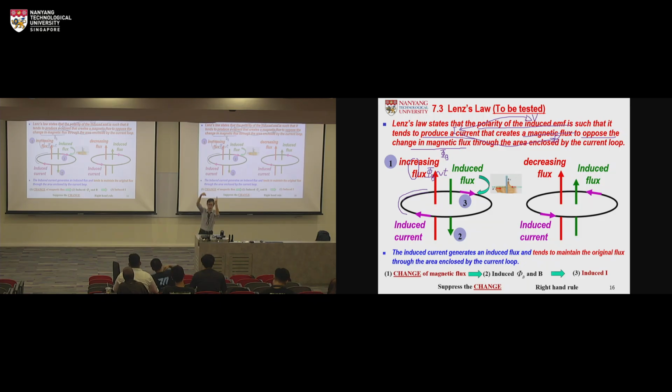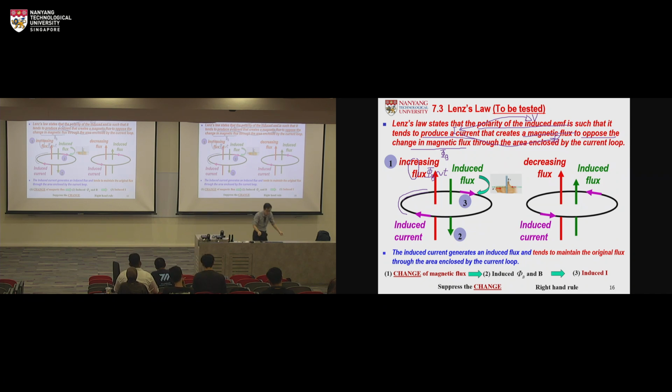You need to have the second flux in this direction. So you can suppress this change, or you can try to maintain the original flux, right? So then step two is to say Lenz's law will tell you directly the induced flux should be pointing down. This is step two.